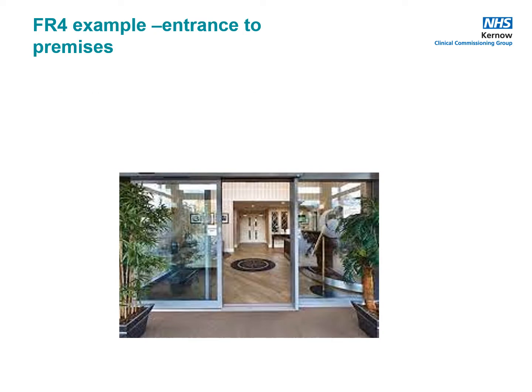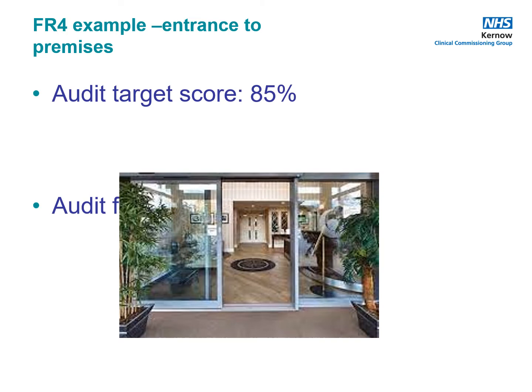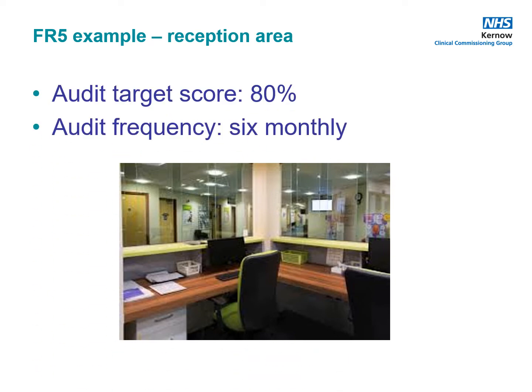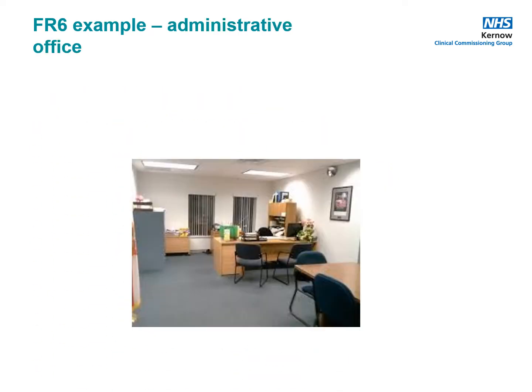An example of a functional risk 4 category, an entrance to a premises. An example of a functional risk 5 category, a reception area. And an example of a functional risk 6 category, an administrative office.